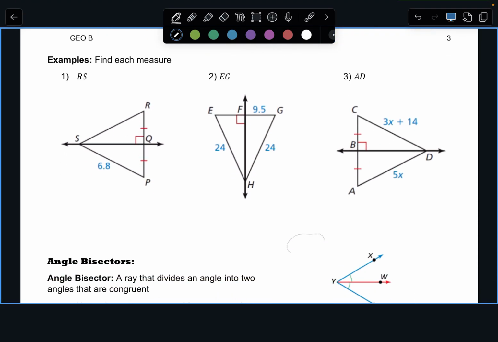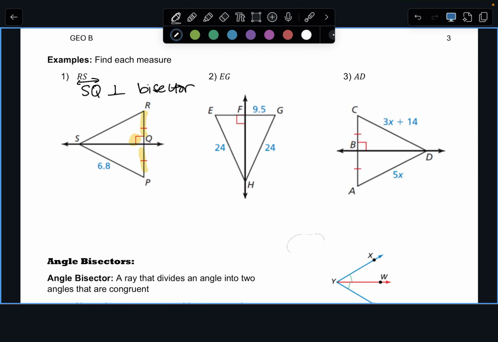Okay. Let's do some examples. The algebra behind this is super simple. I don't want you to overthink it. You're just setting two things equal for all of these problems. So, first step, you have to figure out what type of segment you have. Well, I see a right angle and two congruent pieces. So what type of segment or line is SQ? Segment bisector. Yeah, SQ is a perpendicular bisector.